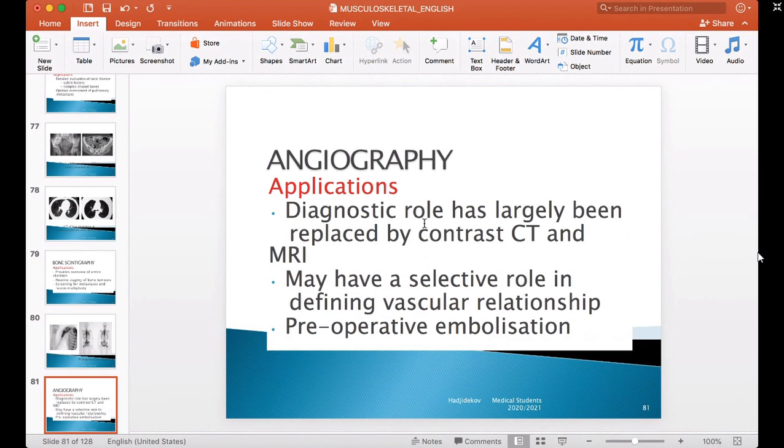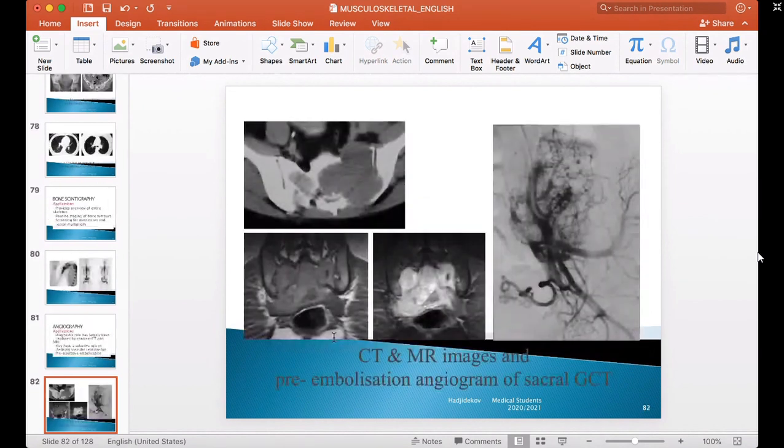And we can use this method for preoperative embolization of some of the tumors. For example, you can see here a CT image of a big osteolytic lesion with a soft tissue component, the respective MRI images, and the pre-embolization angiogram in case of giant cell tumor affecting the pelvis.